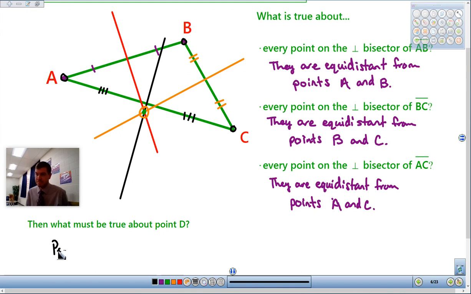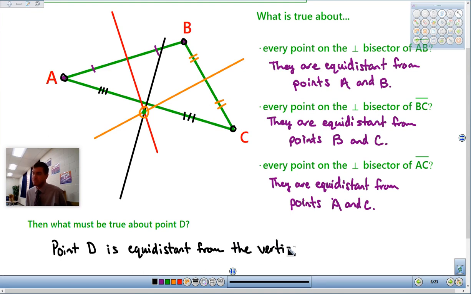Point D is equidistant from the vertices of the triangle. So point D is equidistant. So AD, BD, and CD are all the same length.